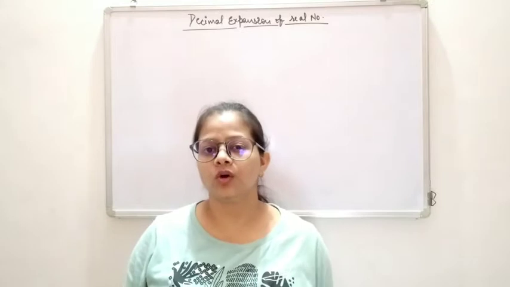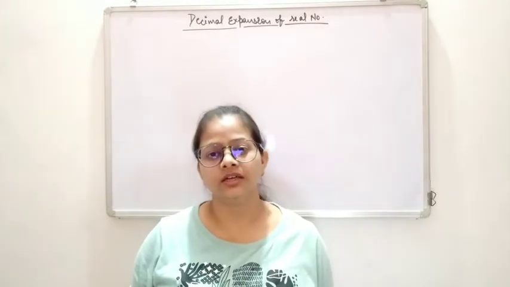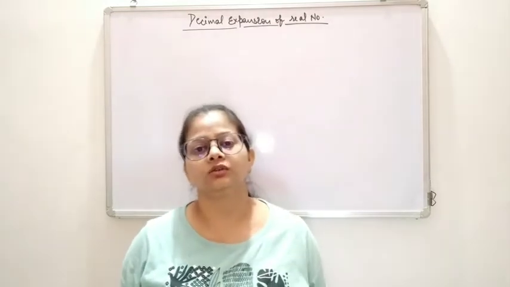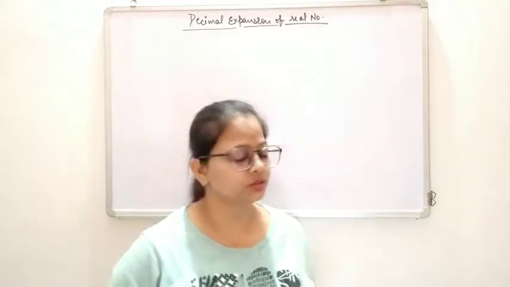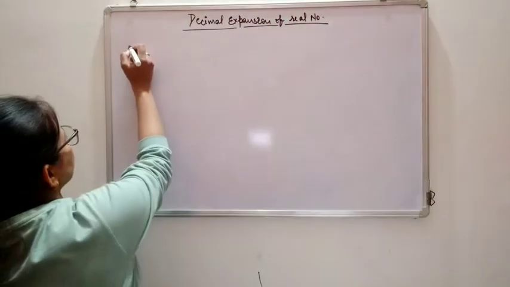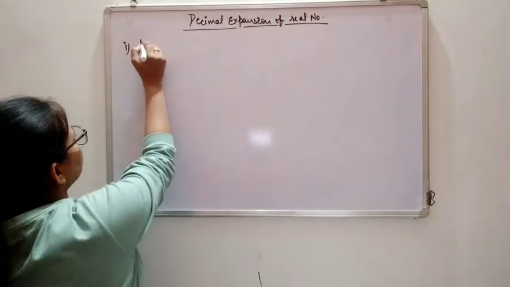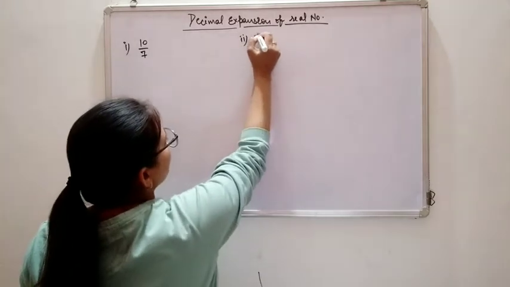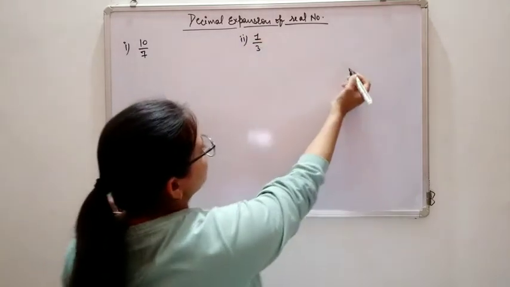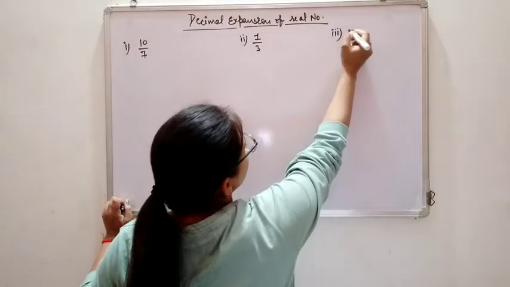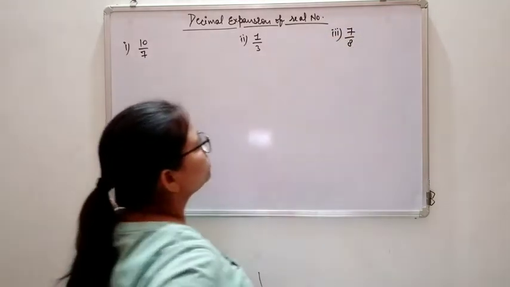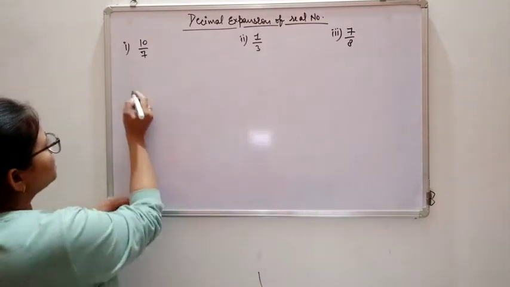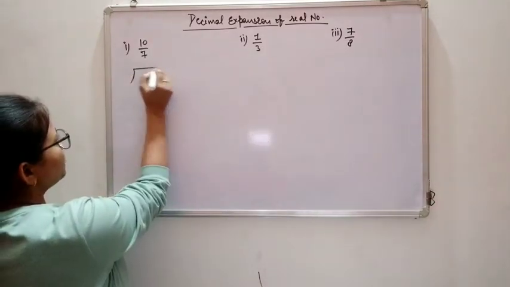Okay, so since now you all are familiar with rational numbers, let's take a few examples of rational numbers and try to find out the decimal expansion of these numbers. Let's take three examples. First one is 10 upon 7. Second, 1 upon 3. Third one is 7 upon 8. Now try to find out the decimal expansion of these three. First take 10 upon 7.